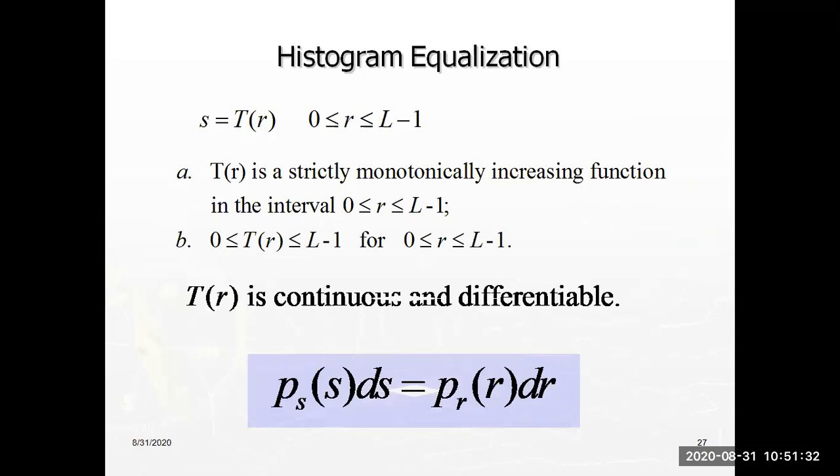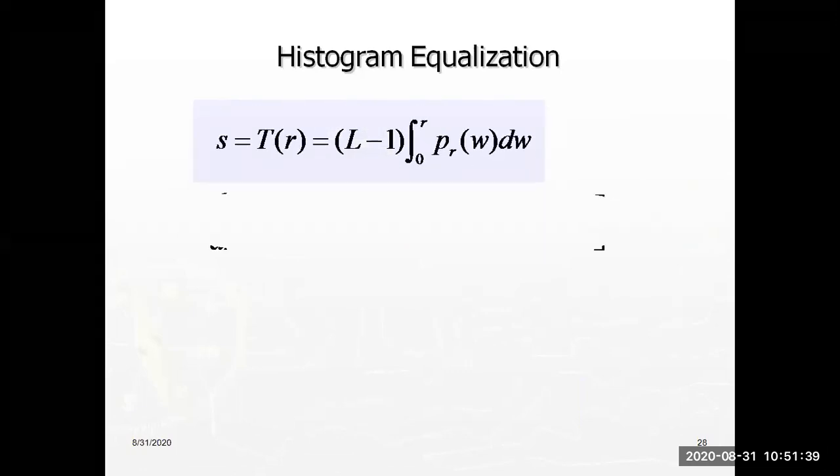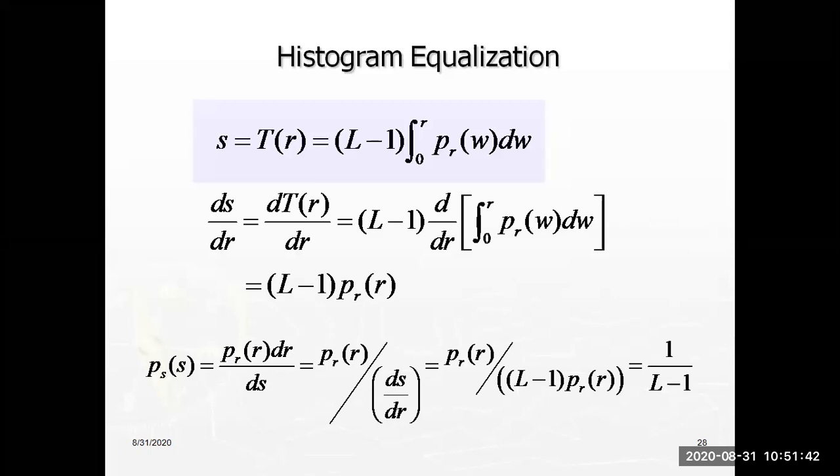For that purpose, we derive a histogram equalization function, initially for the continuous case. This is my histogram equalization or transformation function: s equals T(r) equals (L minus 1) times the integration of the input histogram. Remember, in histogram equalization, s is the output histogram and p_r(w) is the input histogram. That's it. Don't confuse them.